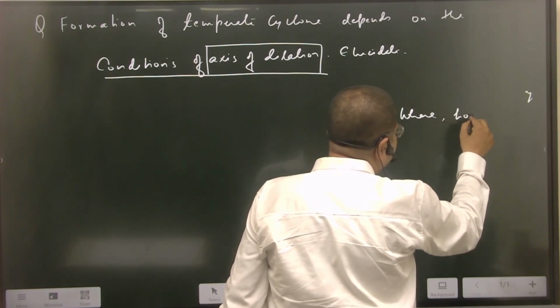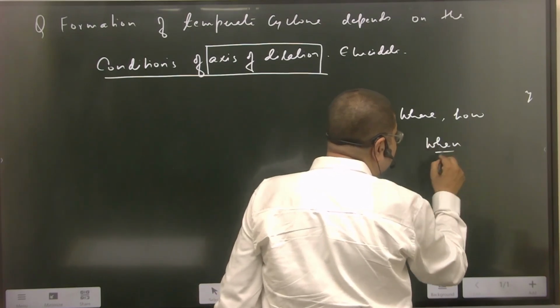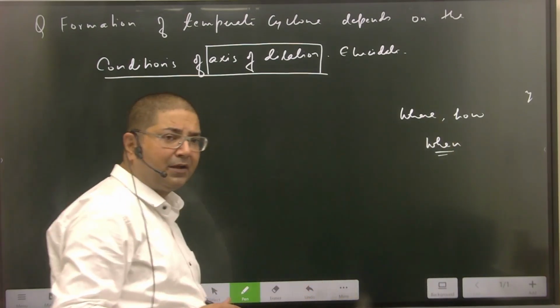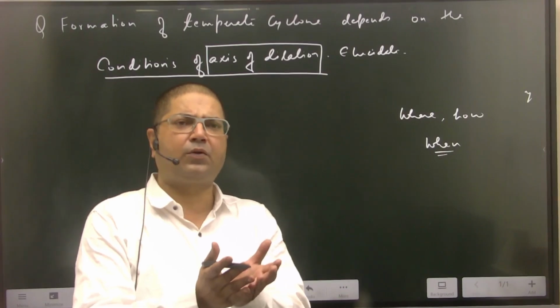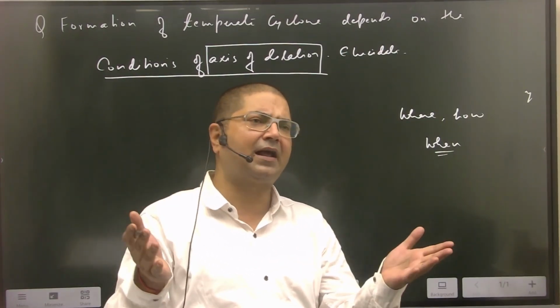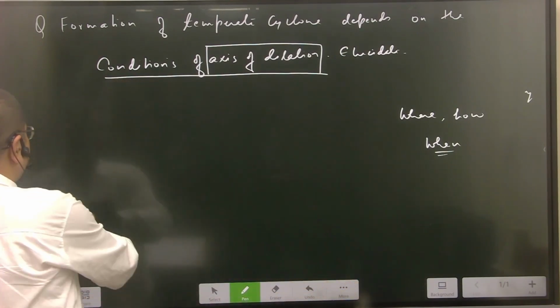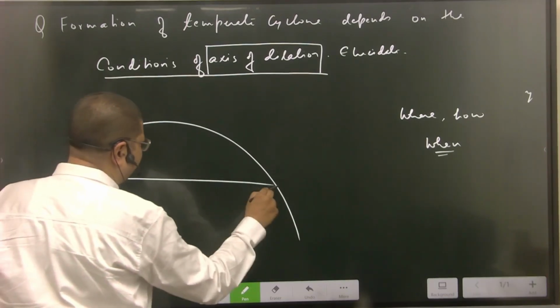Now, you need to know where the temperate cyclone gets formed, how the temperate cyclone gets formed, and when the temperate cyclone gets formed. If you have conceptual clarity of what is the exact mechanism that triggers the formation of temperate cyclone, you can answer this. See, we all know that temperate cyclones get formed on polar front.